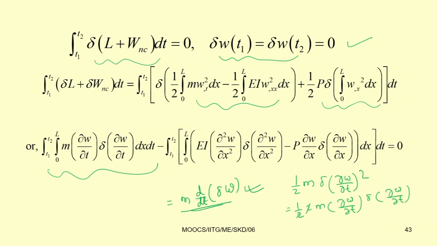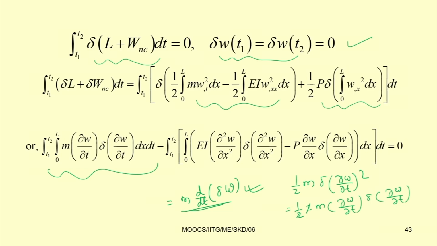So, integration T1 to T2, integration 0 to L, m into del w by del t, del of del w by del t dx dt, minus integration T1 to T2, integration 0 to L, E I del square w by del x square del of del square w by del x square minus p into del w by del x del of del x by del w by del x dx dt.